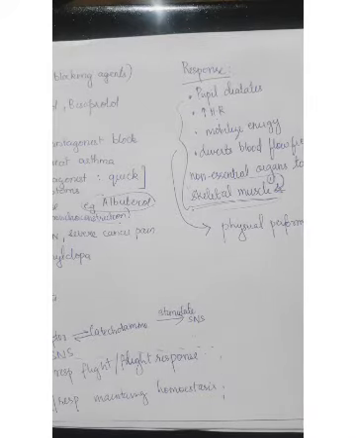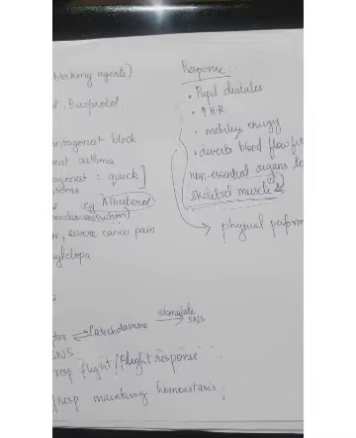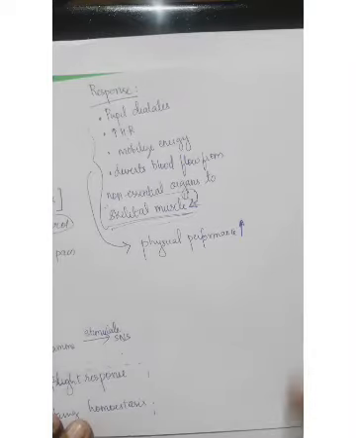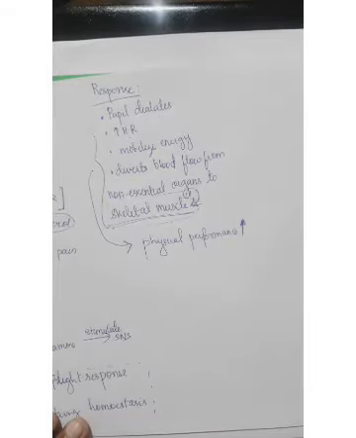Our physical performance is increased momentarily. That is how the stimulation of the SNS takes place, or how the body reacts to fright as well as flight conditions. So physical performance increases momentarily. Now we have discussed catecholamines and the definitions regarding them.